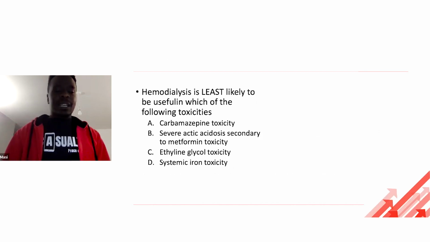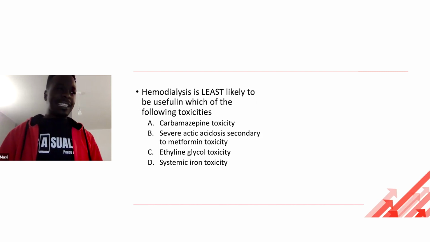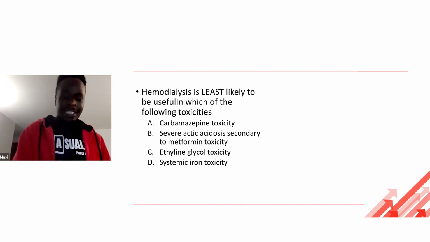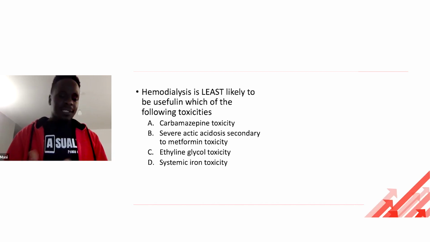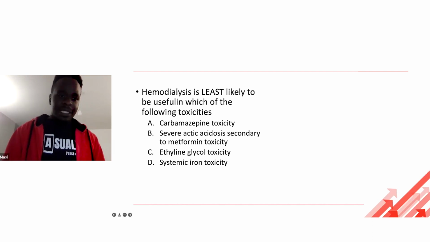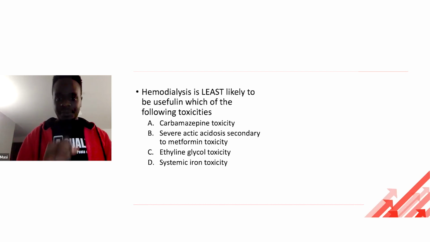The last, or at least the second last method of enhanced elimination is hemodialysis. And I'll start this by asking a question. Hemodialysis is least likely to be useful in which of the following toxicities? Remember, the pharmacokinetics and the chemical properties of the toxin help us determine whether enhanced elimination will occur or not. So I'll also just go ahead and answer this for you just because of time. The answer to this is D, which is systemic iron toxicity.